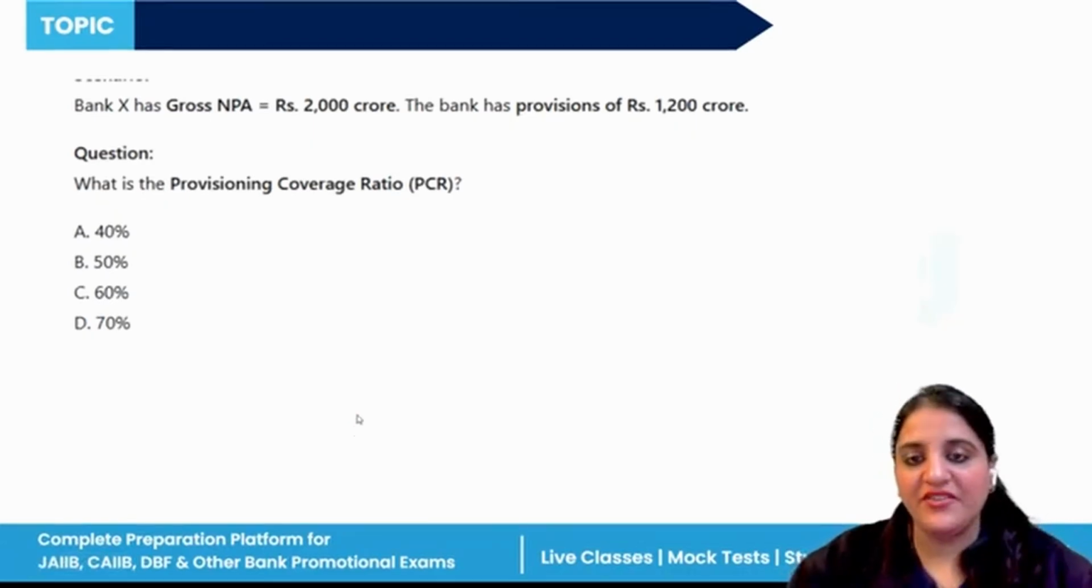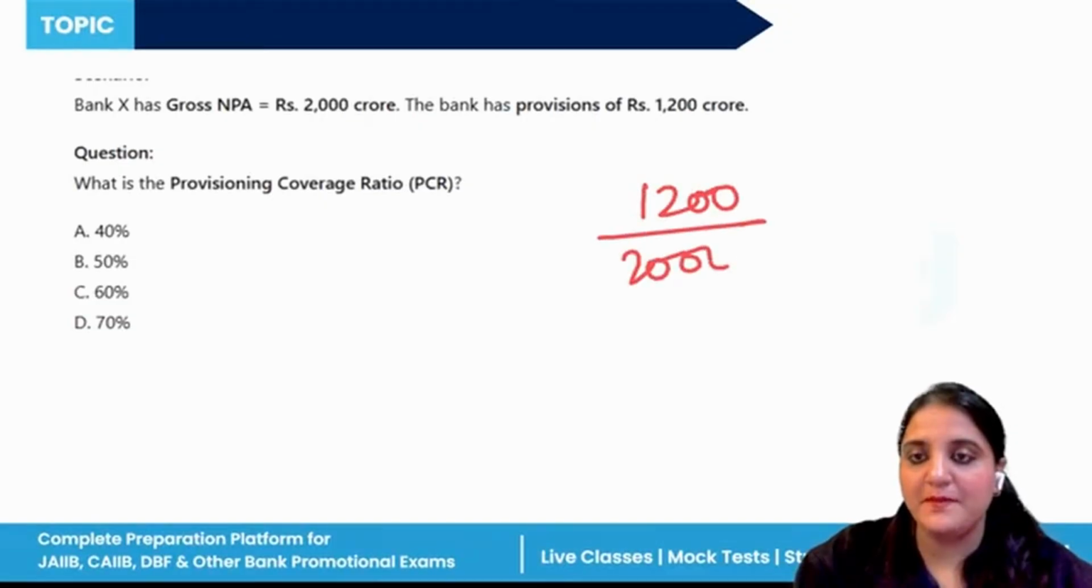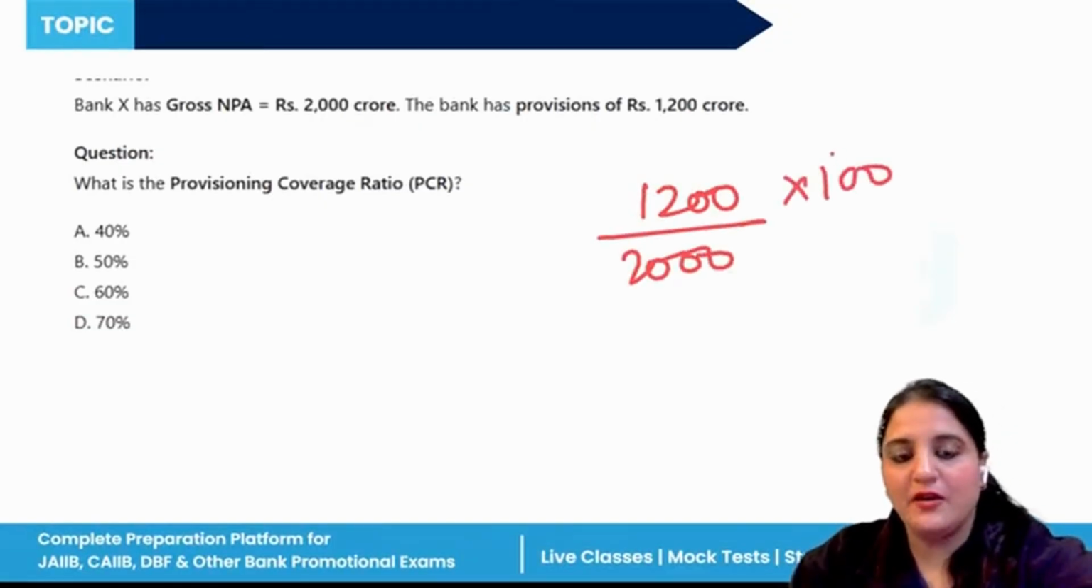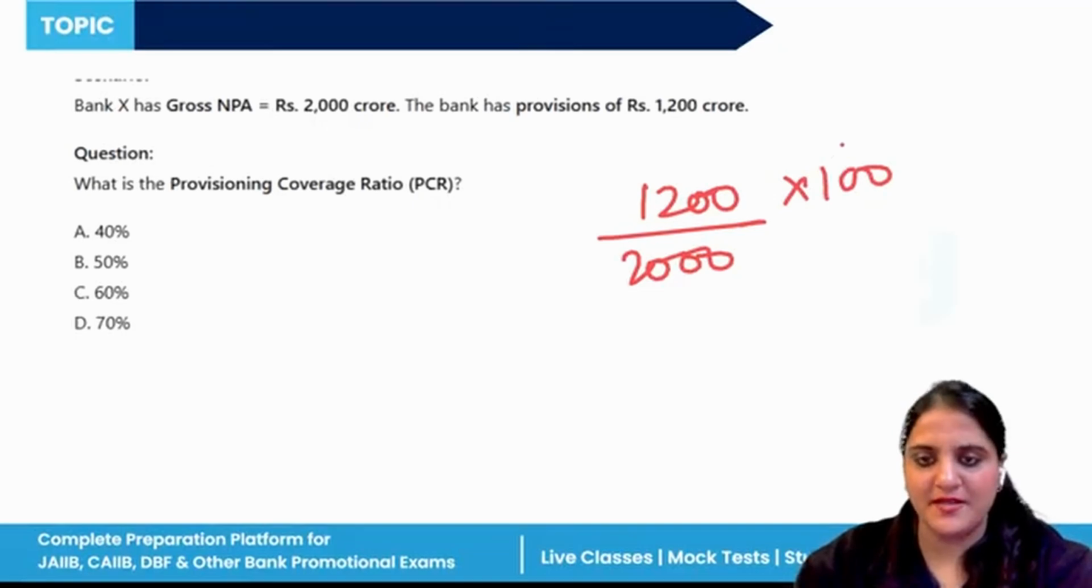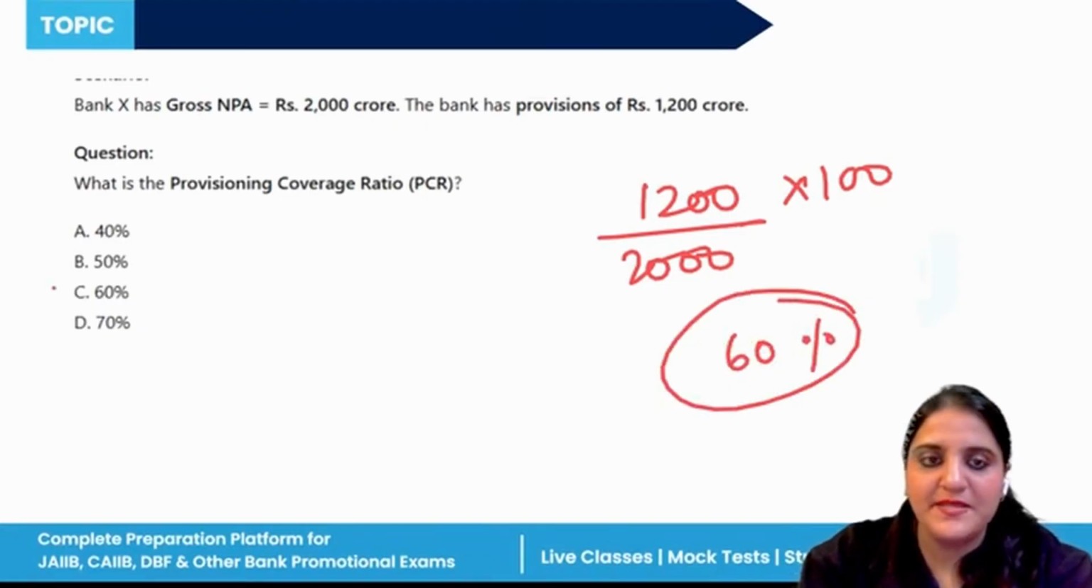The bank has gross NPA of 2,000 crore. Here, the bank has a provision of 1,200 crore. So, how can the PCR be calculated? As I told you, PCR is provision divided by gross NPA multiplied by 100 to find the percentage. So, that will be equal to 60% here. That is the PCR.